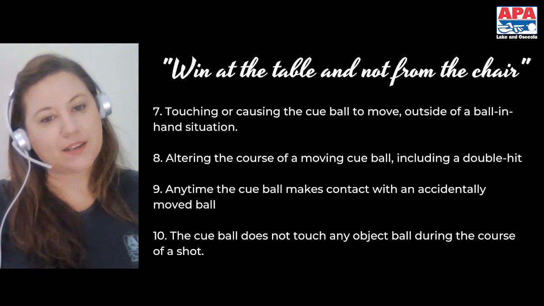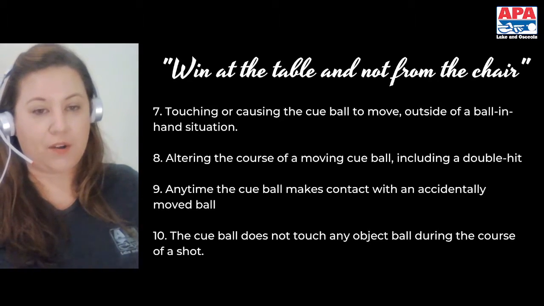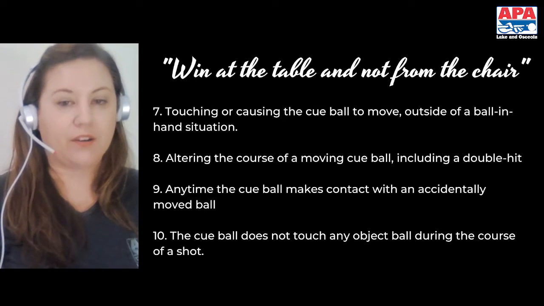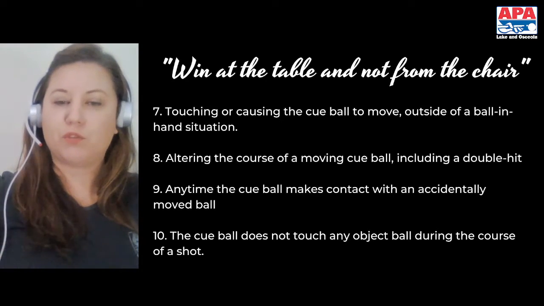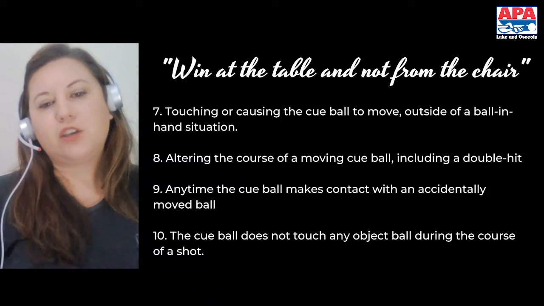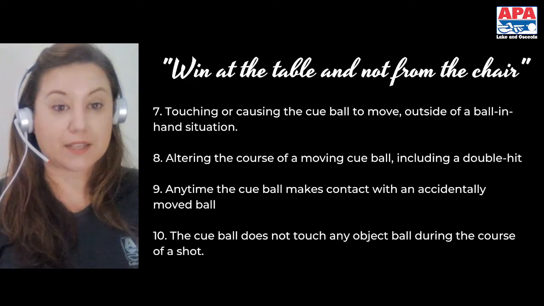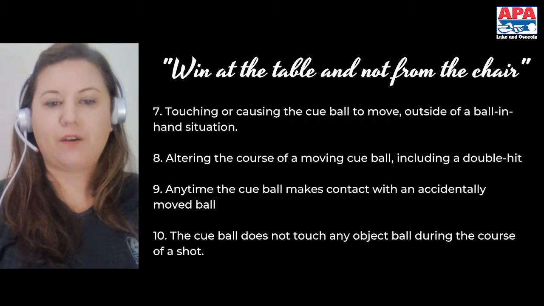Now if I accidentally move a ball and the cue ball travels around the table but does not hit my accidentally moved ball, that's not a ball in hand foul, and my opponent needs to go move that ball back to where they best believe it was. If the cue ball does not touch any object during the course of a shot, it's basically an air ball, that's a ball in hand foul.